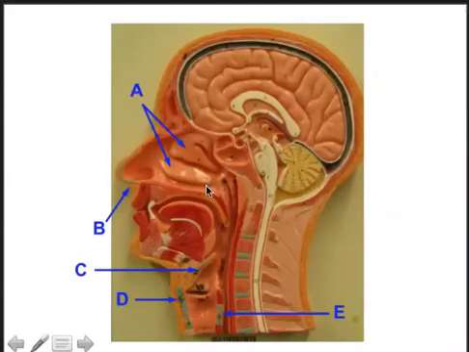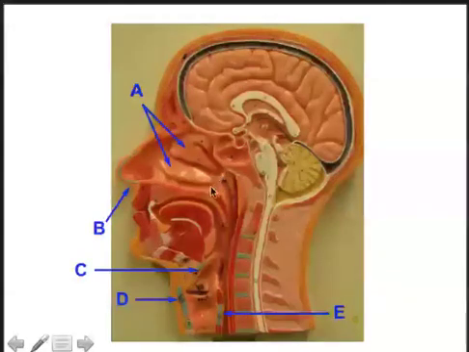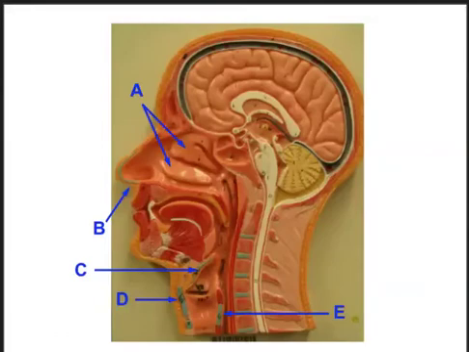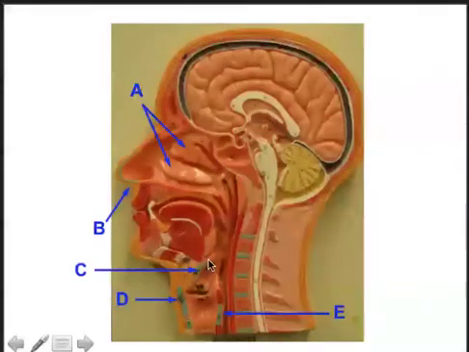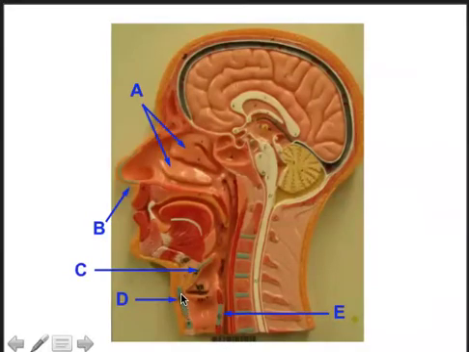There's also a set of internal nares, which is at the back of the nasal cavity and enters into the nasopharynx. C is pointing to the epiglottis. D to the thyroid cartilage here. And E to the cricoid cartilage here and also down here. Sagittal view of the head.